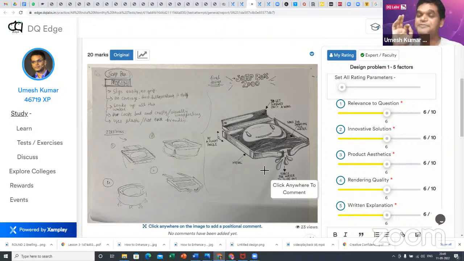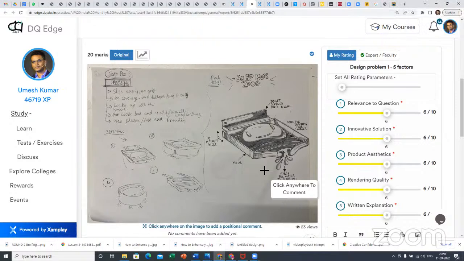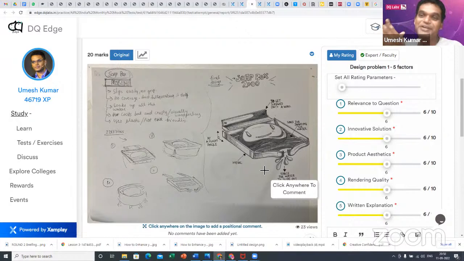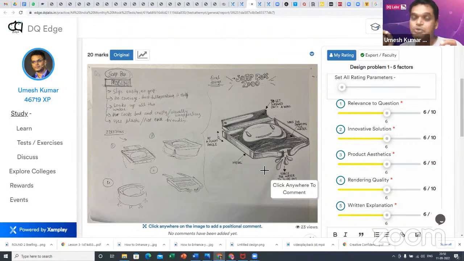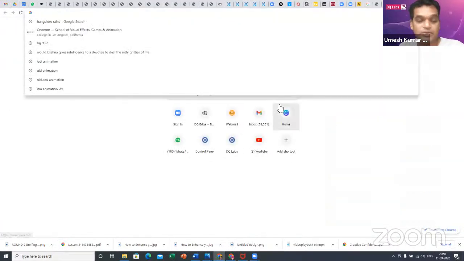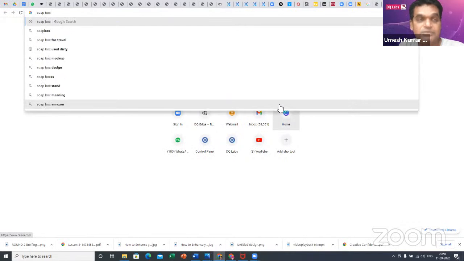There is a fine difference, a thin line, between a well-designed object and a jugaad. Having a little fan to dry the soap and all, it's all jugaad. I would not recommend that. Rather, if you have a scientific concept through which you can evaporate the water and keep the soap dry, and you can use that in the design of your soap box, that would be very nice. In fact, there are some soap boxes available on Amazon. Let us search soap box.